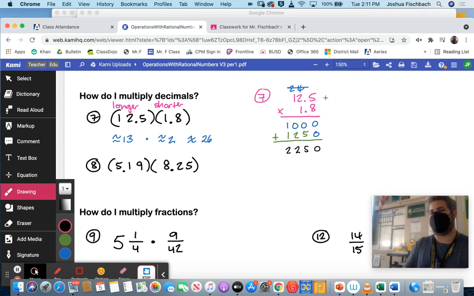At the end, you're going to look at the factors that you're working with here. You're going to count to the right in both factors to see how many places you have to the right of the decimal. And then you're going to move that many places to the left to locate your decimal. So just like we expected our answer to be around 26, it wouldn't make sense to have 2,250 as your answer or 225 as your answer. What makes sense is to have around 26, which is what? 22.5. The correct answer here is 22.5, and that seems like a reasonable answer.